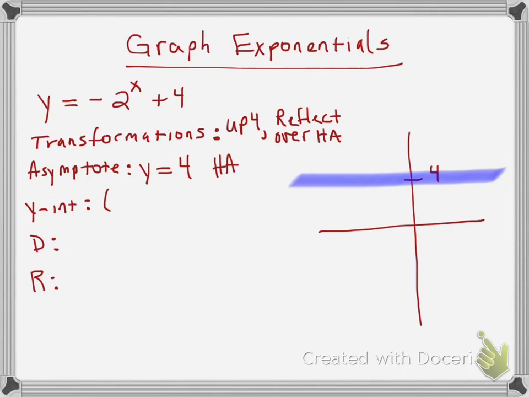Right? So remember, you could just go to your calculator, plop that -2 to the x power plus 4 in your calculator, go to your table, and you're going to find out that you're going to be at 0, 3, so plot that point. And then also, when you graph your picture on your calculator, you're going to see what it looks like, and that's what it looks like.